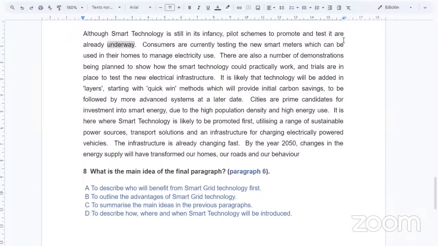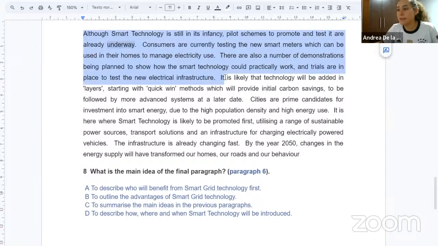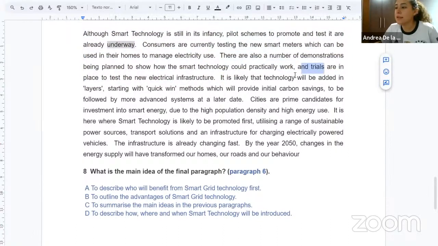Yes. Okay, yes, to describe how, when, and where smart technology will be introduced. Right, exactly, because they talk about how these technologies are already being tested, it's in trials, and they explain how this technology will be added, right? It's likely that this technology will be added in layers, so that's how. They also say where. Cities are going to be the first place where they introduce smart technology, right? It is here where smart technology is likely to be first.